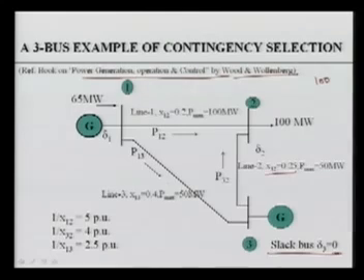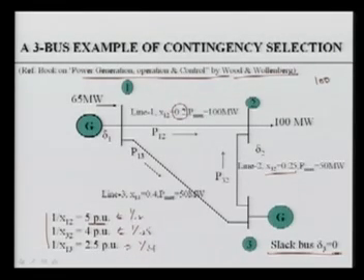Now here also we have the X. So for 1 upon X12, X12 is 0.2, so we get 1 upon 0.2, which is 5. Here X13 is 0.4, so 1 upon 0.4 is 2.5, and X23 is 0.25, so 1 upon 0.25 is 4. We get these values.